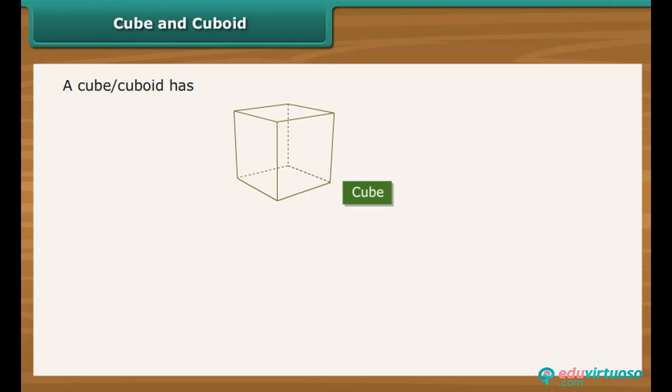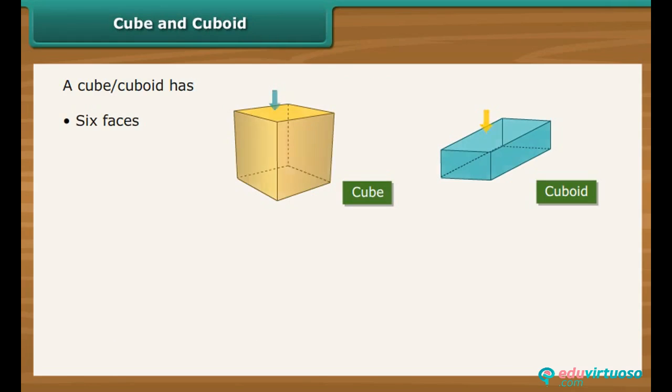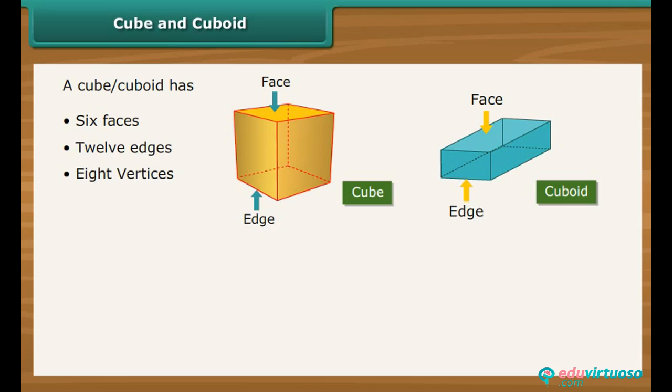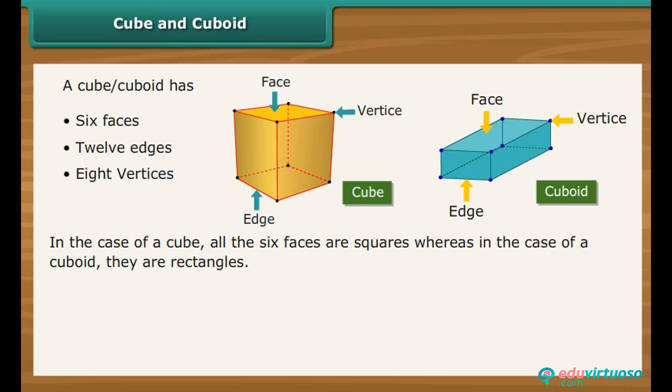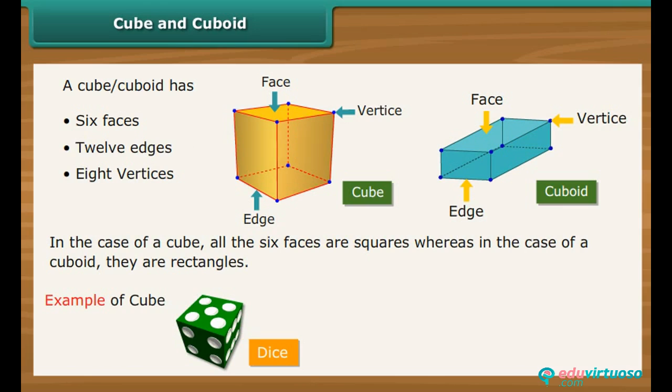Cube and cuboid. A cube, cuboid, has 6 faces, 12 edges, 8 vertices. An example of a cube is a dice. An example of a cuboid is a book.